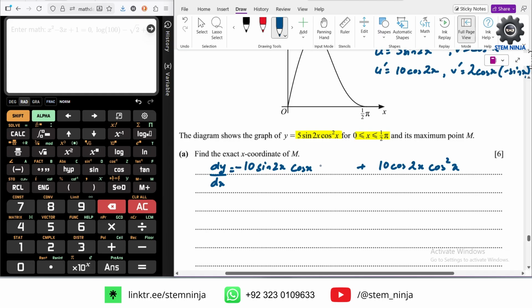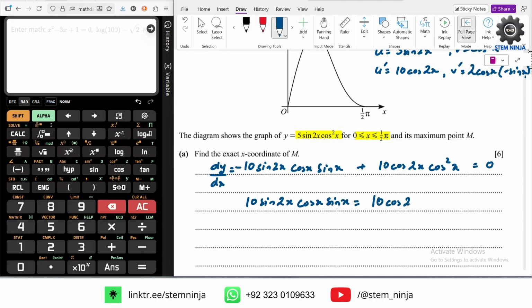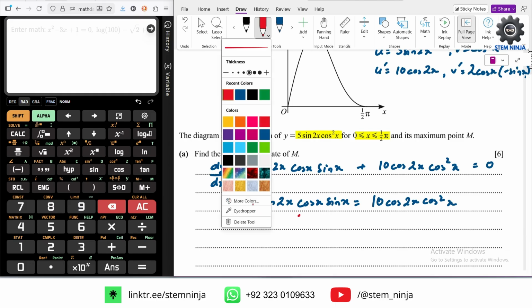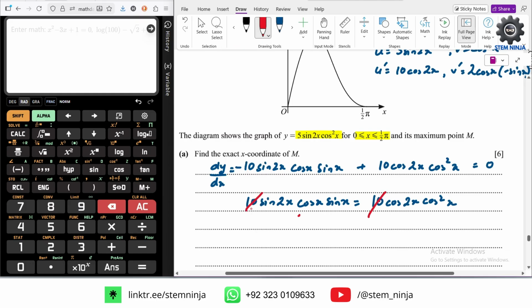Okay, wait, hold on. This is sine of x. So basically we need to figure out which way we want to go. For example, this way you have 10 sine 2x cos x sine x equals 10 cos 2x cos squared x. So as you can see, 10 and 10 will get cancelled, right?